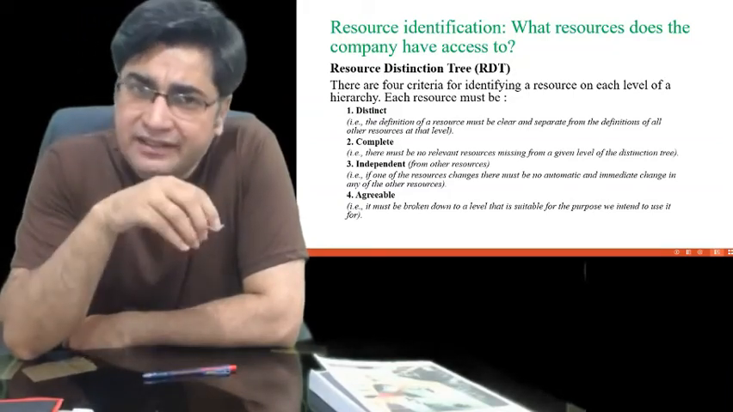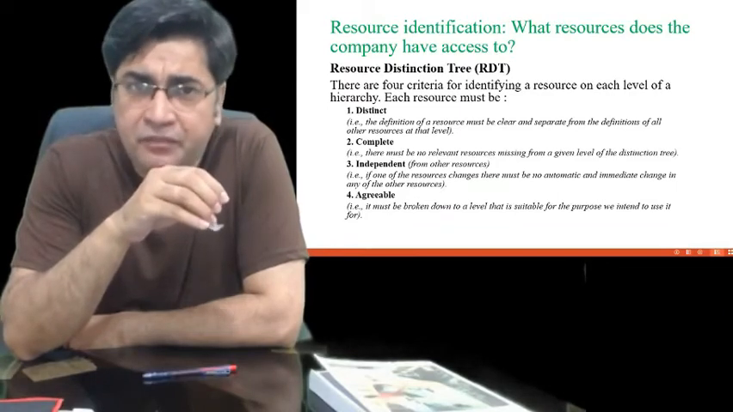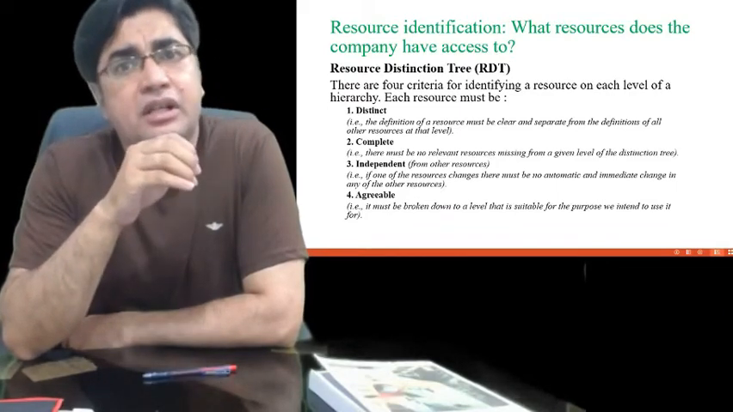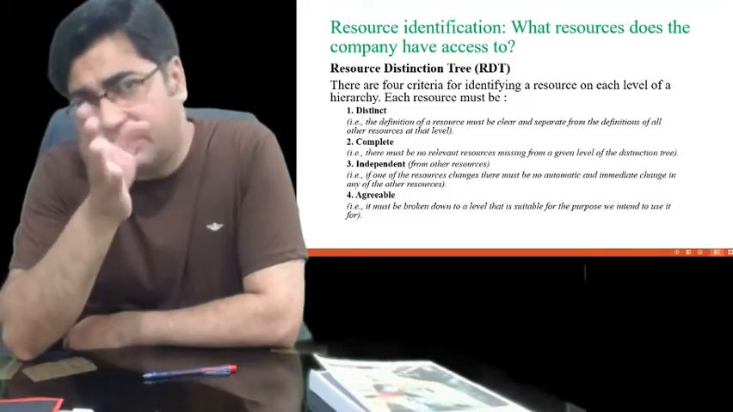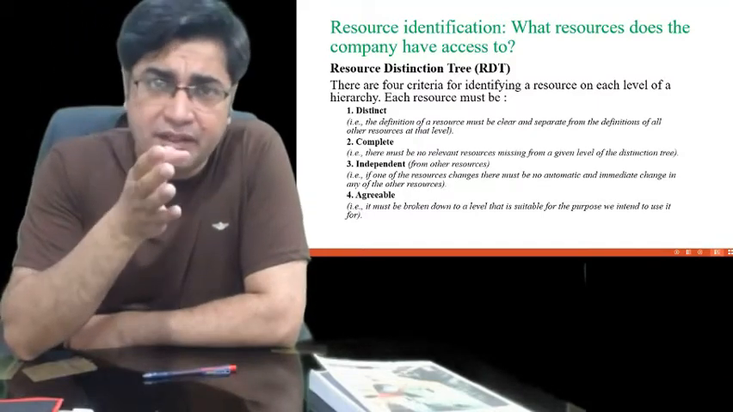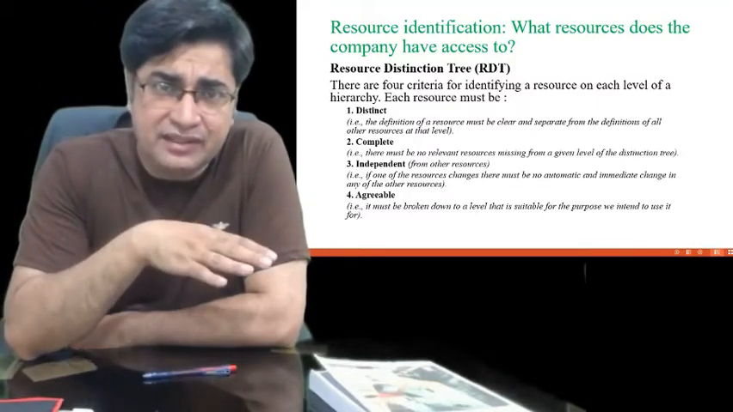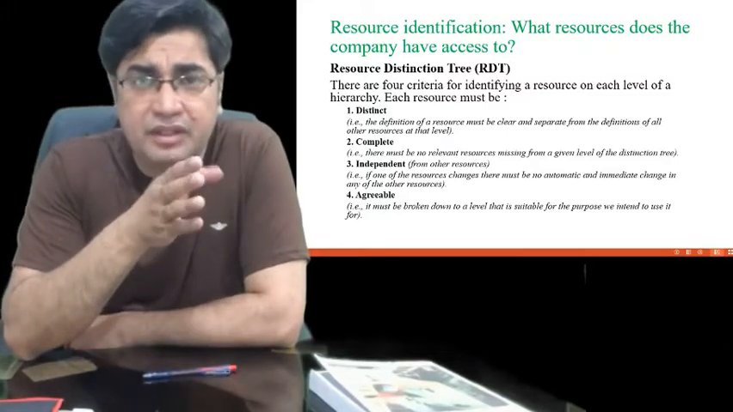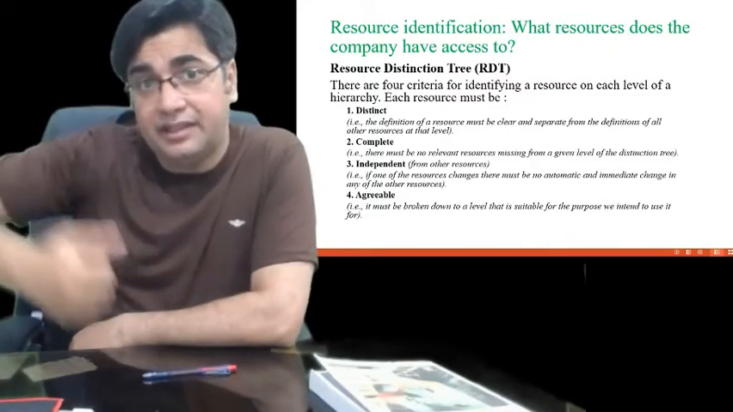For example, if I am in a fertilizer manufacturing company and I want to see whether my relationships with my suppliers are a resource or not, in order to categorize those relationships with the supplier as a resource or not, what elements should be present there? So there are the 4 elements.